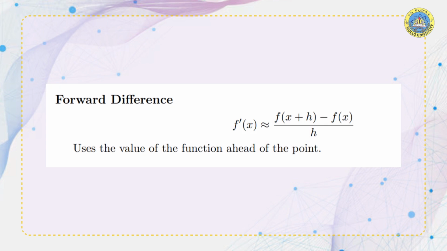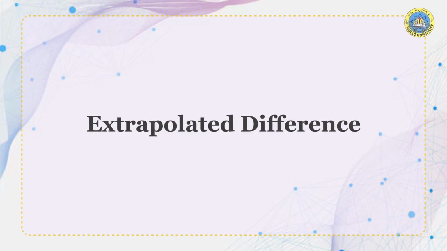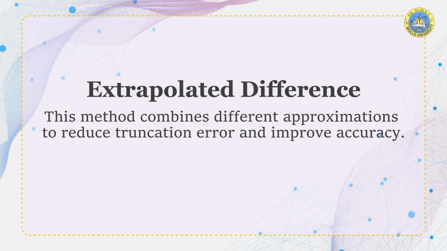Common methods include the forward difference, which uses the value ahead of the point, and the central difference, which uses values on both sides of a point and generally provides better accuracy. Extrapolation combines approximations to reduce numerical error. These techniques are useful when analyzing experimental or tabulated data.